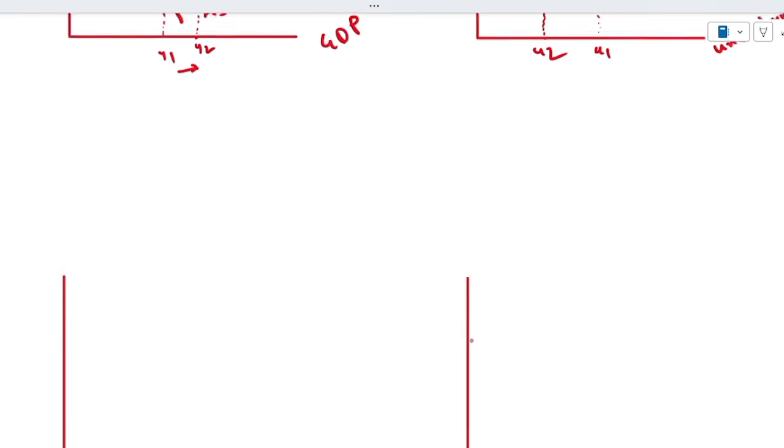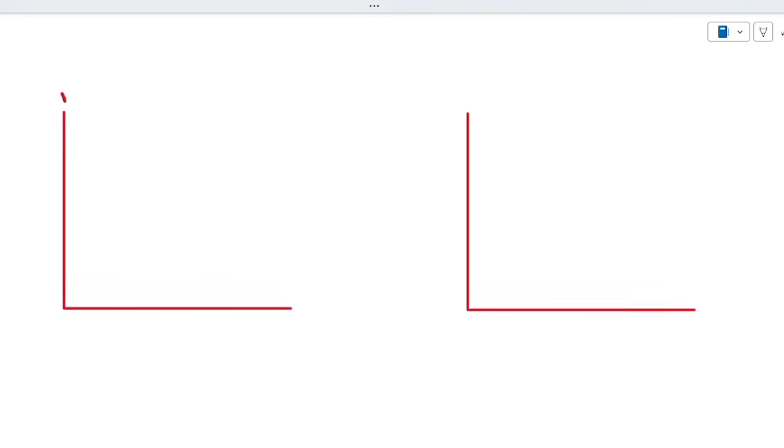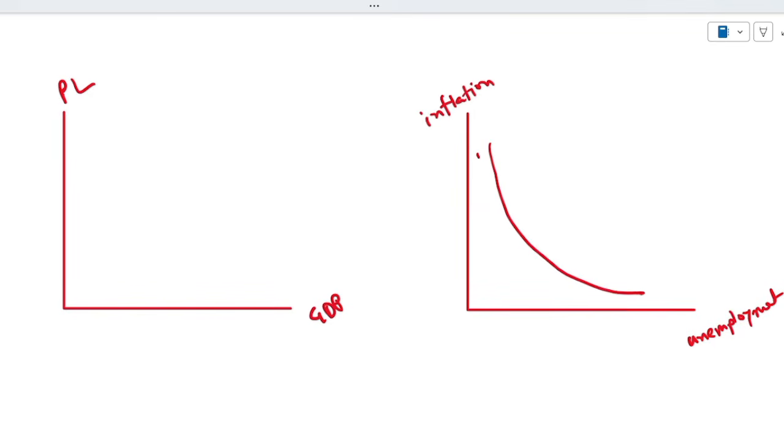So let's consider another two curves actually, price and again inflation, unemployment. So as usual the inflation versus unemployment curve will look like this, and the GDP and price level curve will look like this. This is aggregated demand and this is aggregated supply.